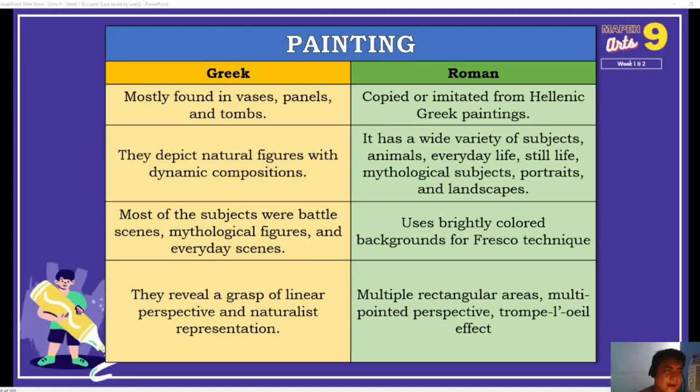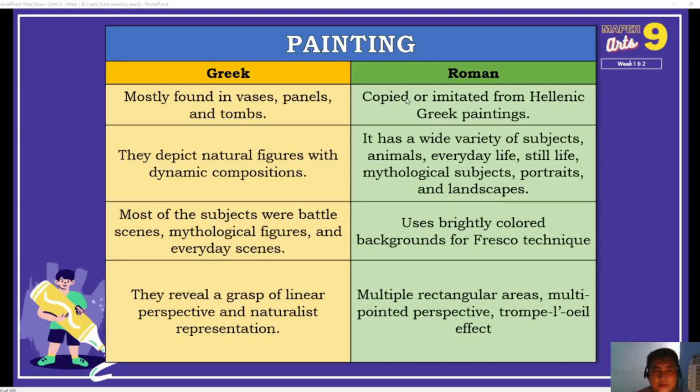So let's compare the Greek paintings and the Roman paintings. For the Greek, mostly found in vases, panels, and tombs. They depict natural figures with dynamic compositions. Most of the subjects were battle scenes, mythological figures, and everyday scenes. They reveal a grasp of linear perspective and naturalist representation.